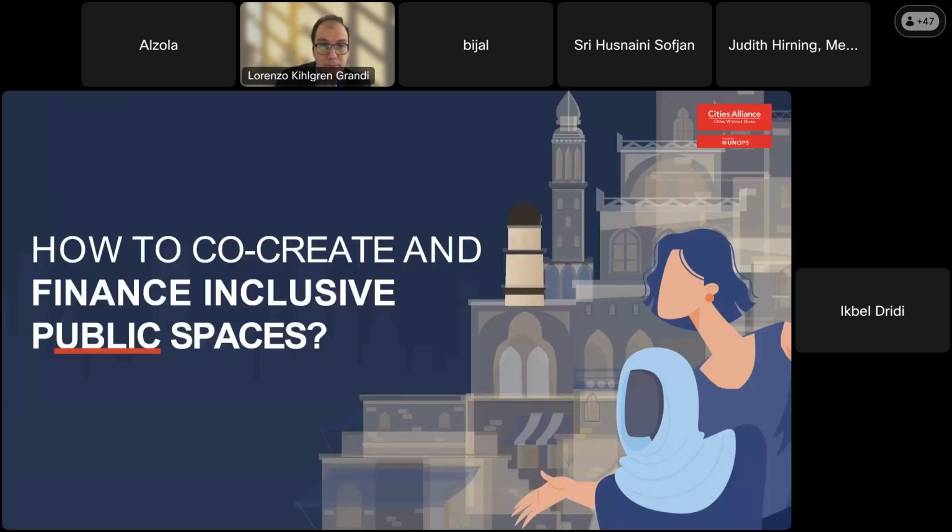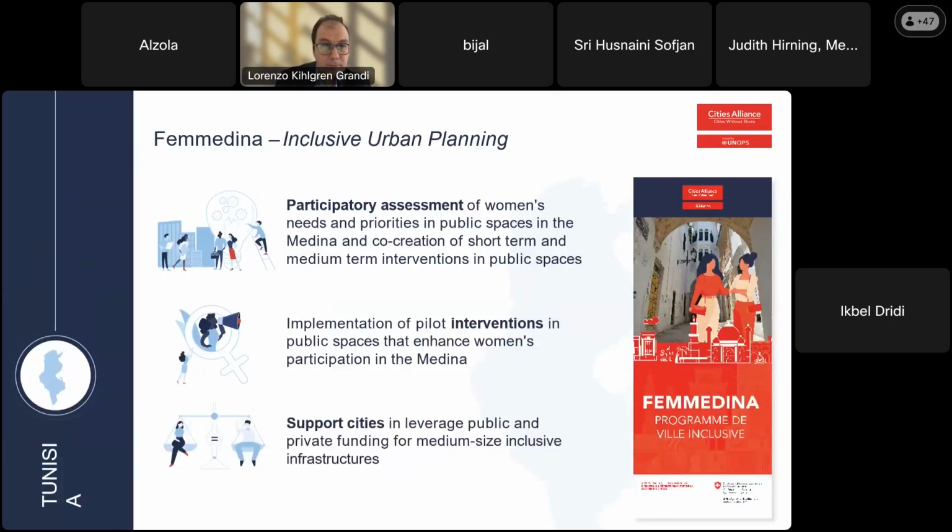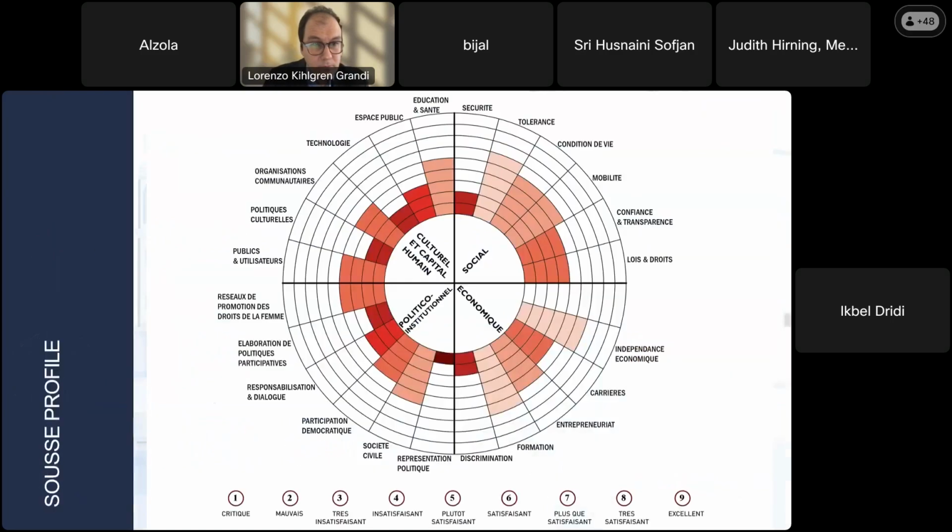So, how to create and finance inclusive public space. So, the Medina project is structured around three main components: the participatory assessment of women's needs and priorities in public spaces in the Medina, and the co-creation of short-term and medium-term interventions in public spaces. This is the first component. The second component is to implement a pilot intervention to enhance women's participation in the Medina, and finally, to support cities in leveraging public and private funding for medium-sized inclusive infrastructures.